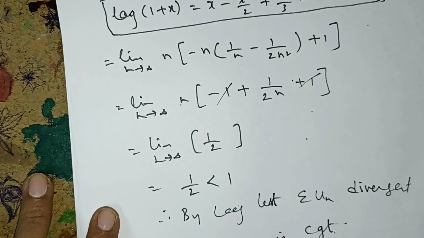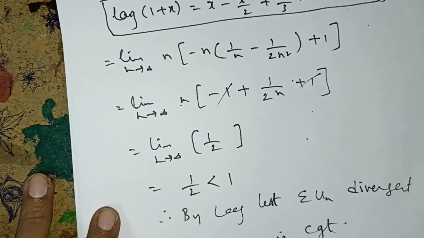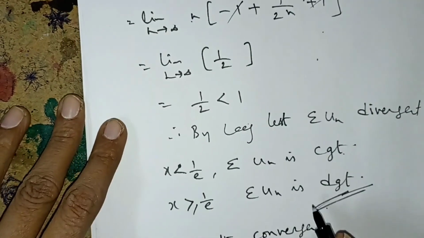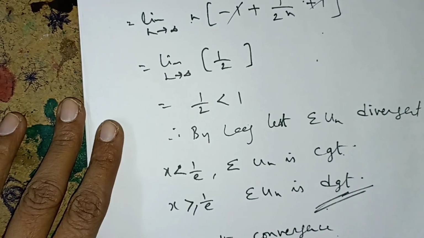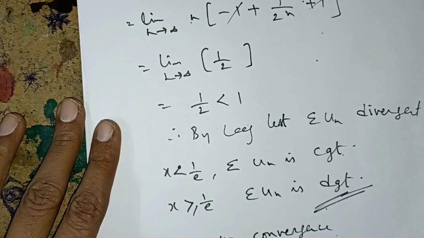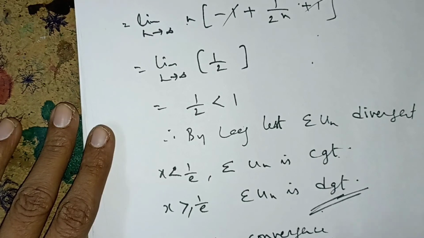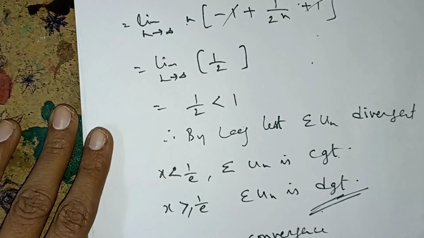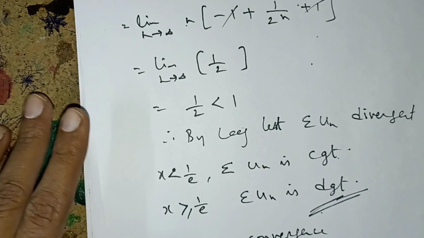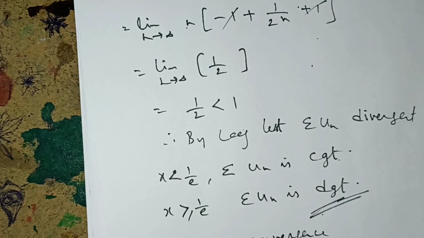Now in the same way, the second problem is: test the convergence of 1 plus x by 2 plus 2 factorial by 3 square into x square plus 3 factorial by 4 cube into x cube plus and so on. This problem is also containing factorials. That's why we have to apply ratio test. If the ratio test answer contains some e term, you have to apply logarithmic test.